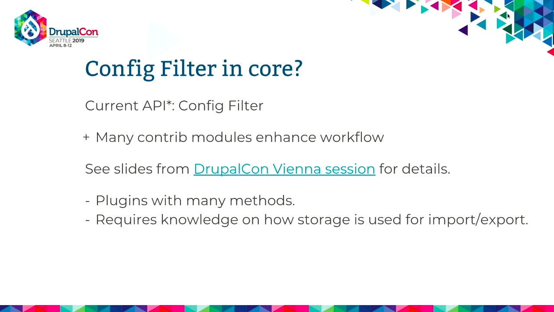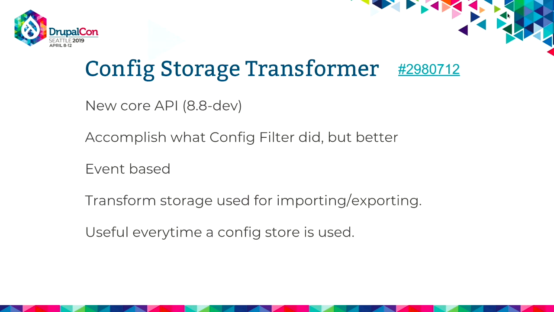So we want to make it simpler, so we have this config storage transformer. We will do this with events rather than plugins, and you will get the whole storage with the event, and you can just massage it into the way you want it to be. This is not only useful in the import and export, but we will use this in any place in Drupal Core where config storage is used. Though we will make it more of a recipe rather than an API, because dispatching an event is fairly common and it's not an API as such. So we will do it that way.